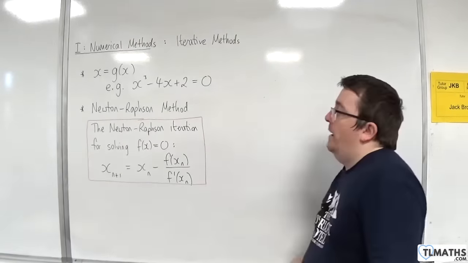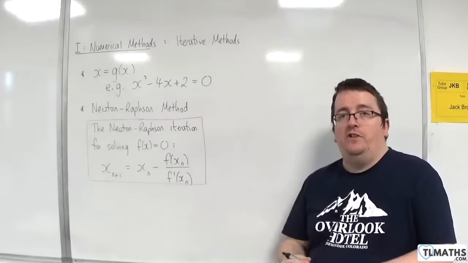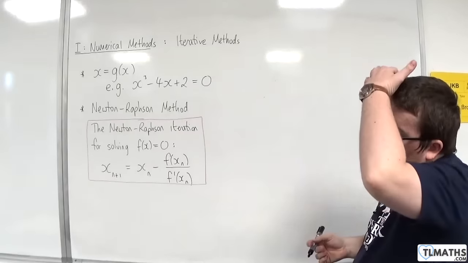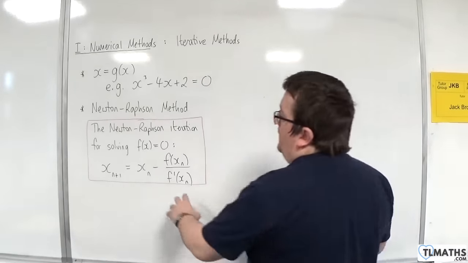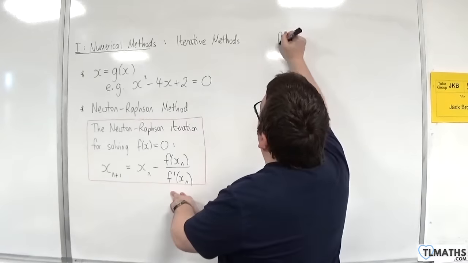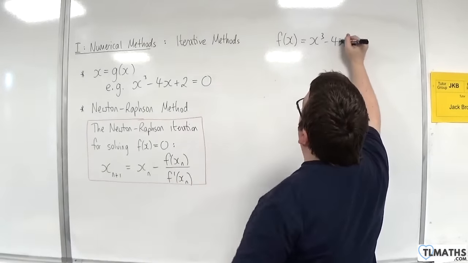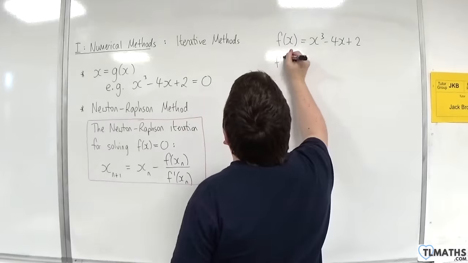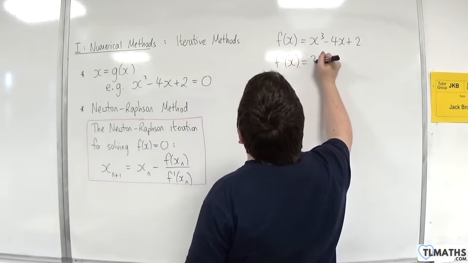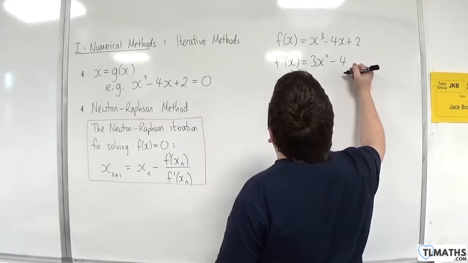Now, the Newton-Raphson method. The Newton-Raphson method is given to you in the formula booklet. It looks like this. So what we need is f of x and f prime of x. So f of x, of course, is x cubed take away 4x plus 2. Let's keep with that example. F prime of x, we differentiate, 3x squared take away 4.